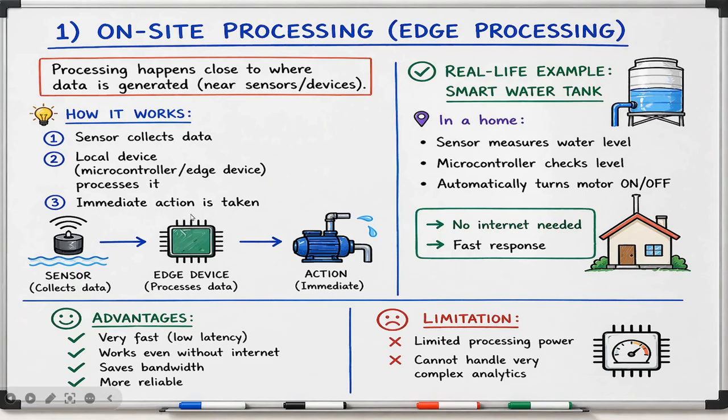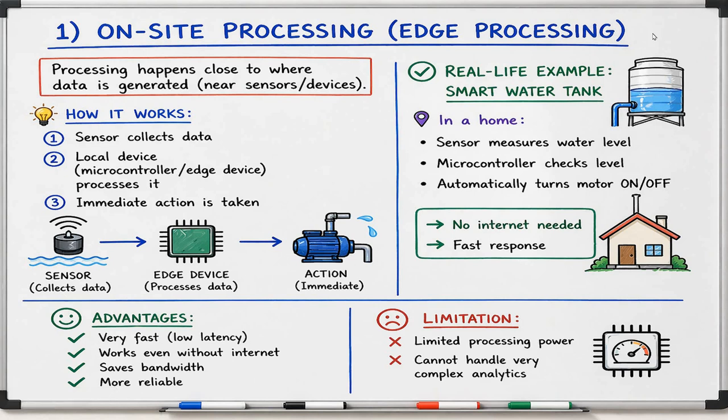The next point is that immediate action is taken, where after analyzing the data, the system quickly performs an action such as turning on a motor, activating an alarm or adjusting a device. Since processing happens locally, the response time is very fast. One real-time example is a smart water tank. In a home, the sensor will measure the water level and the microcontroller checks the level, so automatically the motor will turn on or off. Here no internet is needed and the response is very fast.